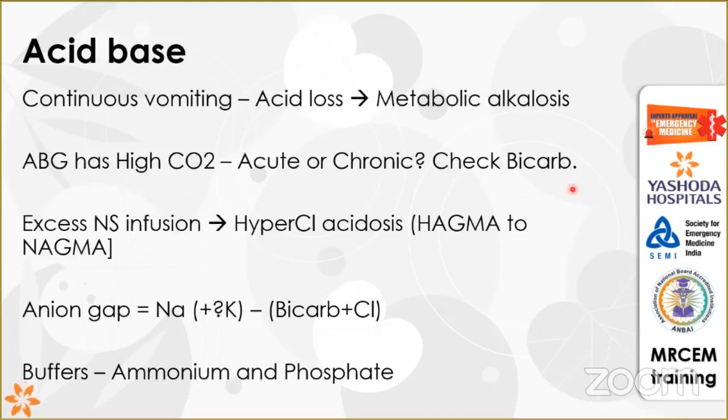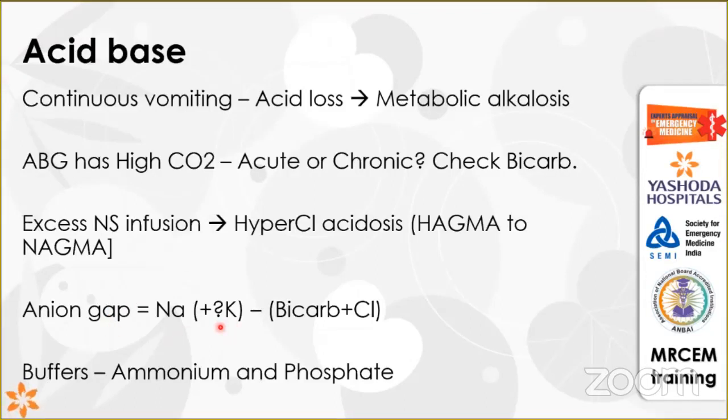So how do we calculate anion gap? Sodium plus or minus potassium. So potassium value is normally 3 or 4, so sometimes people omit this. The anions required for anion gap calculation are bicarb and chloride. The cation is sodium. So the buffers, urinary buffers mainly are ammonium and phosphate.